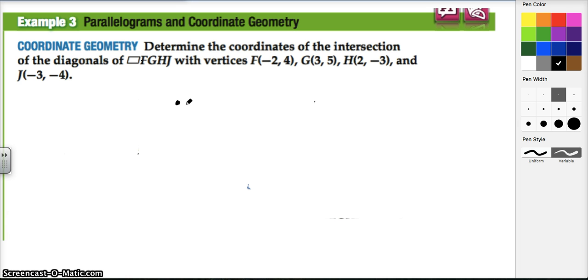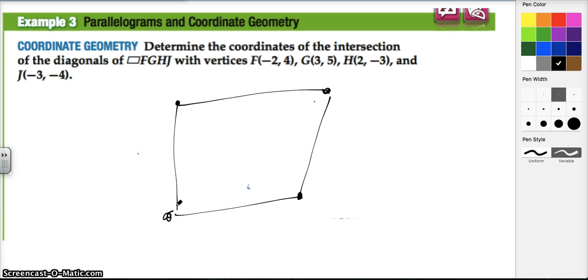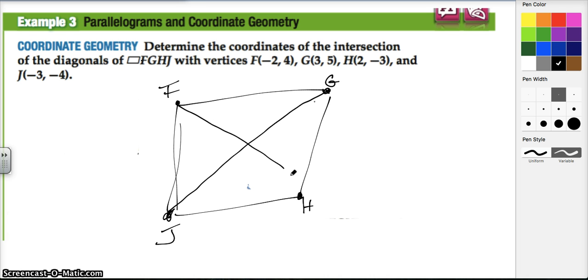We've got something like this. So F, G, H, J. And we know it's a parallelogram because that's what we were told. Please forgive how ugly this is. All right, so we were told that it's a parallelogram, and we learned that the diagonals of a parallelogram intersect at the midpoint. They cut each other in half.